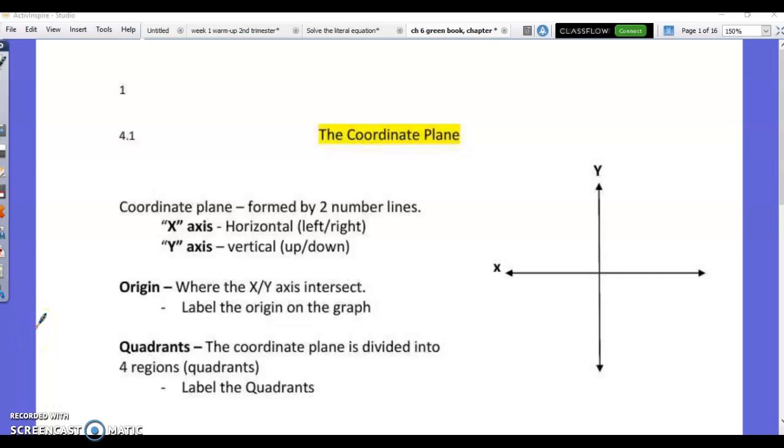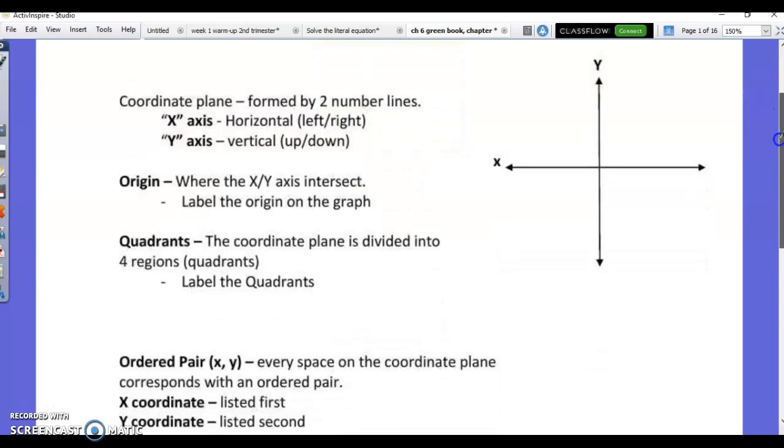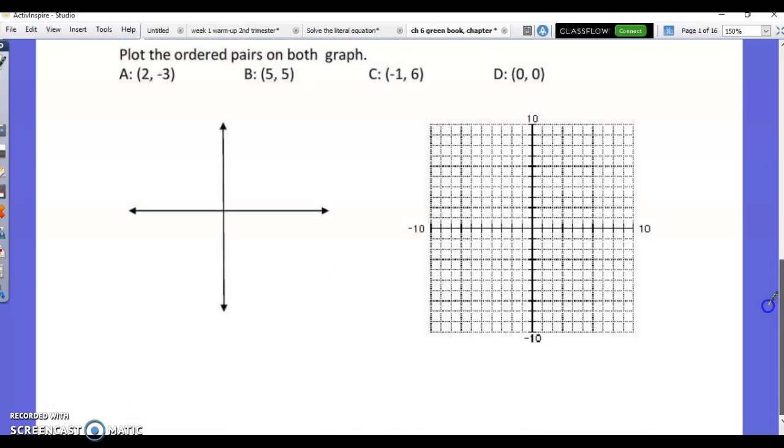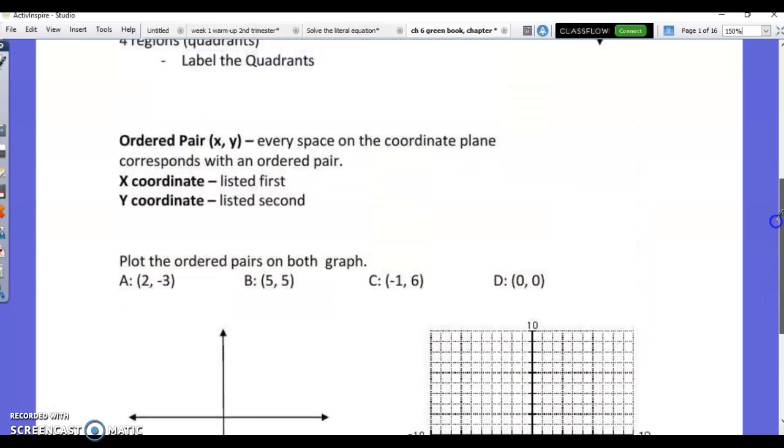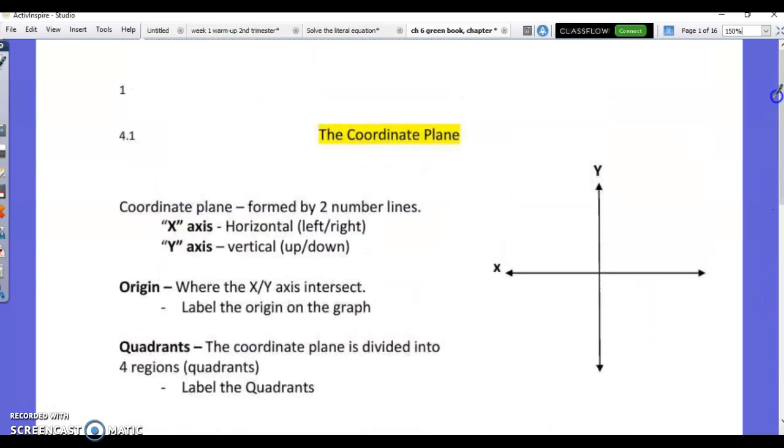Okay, so today we're going to talk about the coordinate plane, and we are going to talk about labeling and graphing points and how we do that. It's similar to the game Battleship, if you've ever played Battleship, which I like to relate it to. So let's go ahead and jump right in.